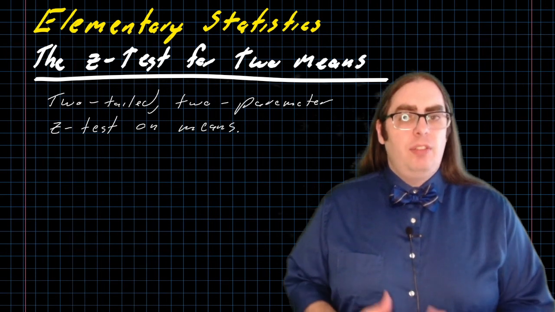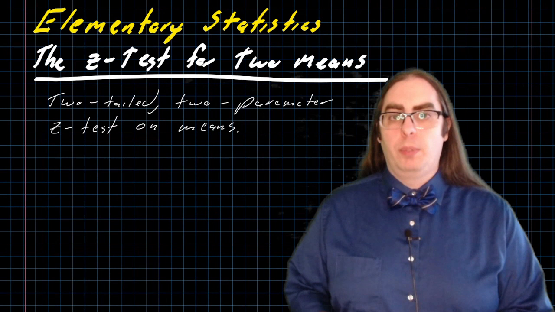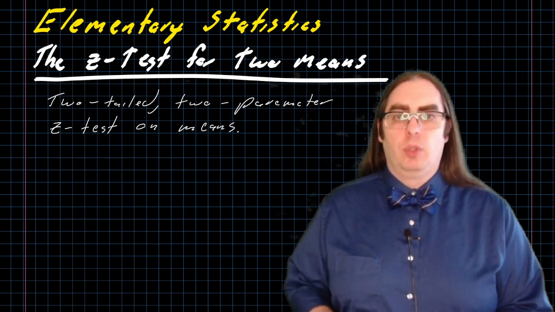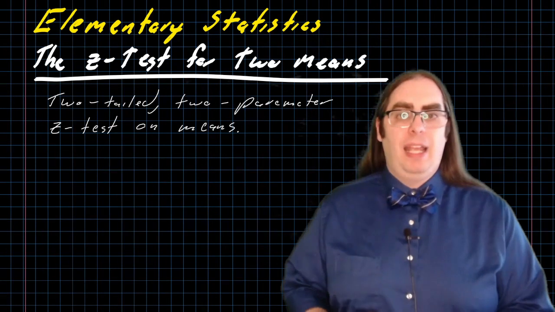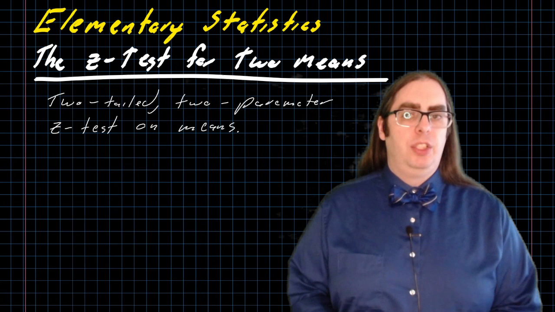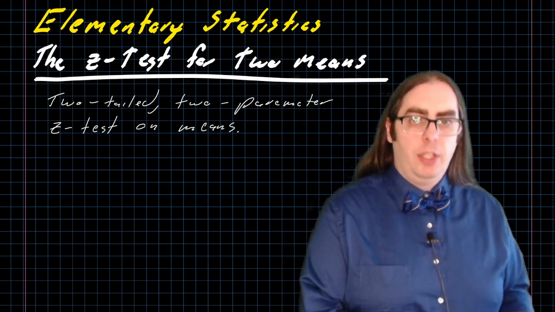The z-test itself is far more commonly useful for one-parameter data. The z-test for one parameter relies on knowing the mean and the standard deviation of some known population and then comparing that to the mean of an unknown population.